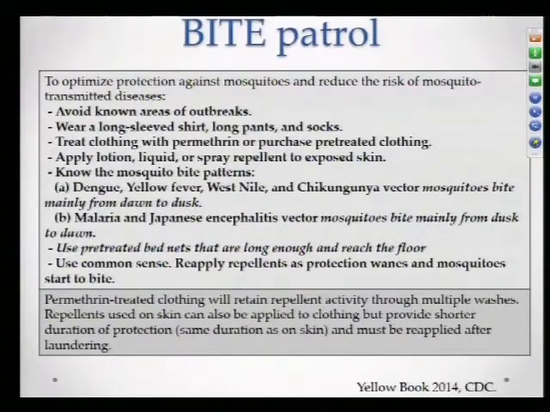Bite patrol. We talked about mosquito bites. The first thing to do is, do we really need to visit that area? I mean, if you're a UN Secretary General and you really have to give a speech, yes, but most of us are not.